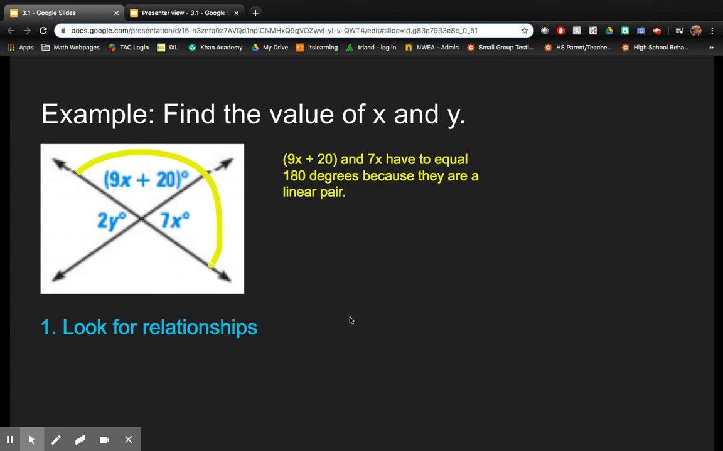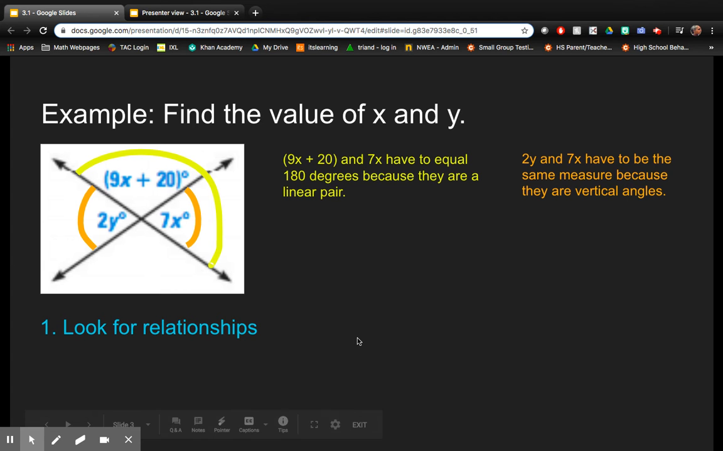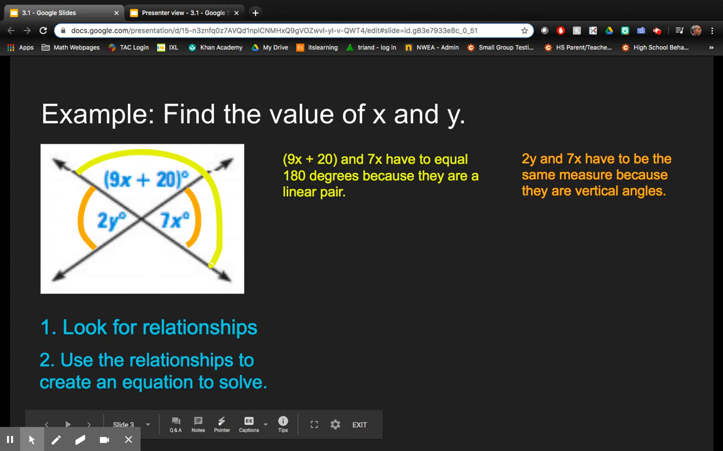The other relationship I see is between 2y and 7x. 2y and 7x are vertical angles. And because they're vertical angles, they share the same vertex and are on opposite sides of that vertex, that means they have to have the same measure. Okay, now that I have found relationships between the angles, I want to use those relationships to create an equation to solve.